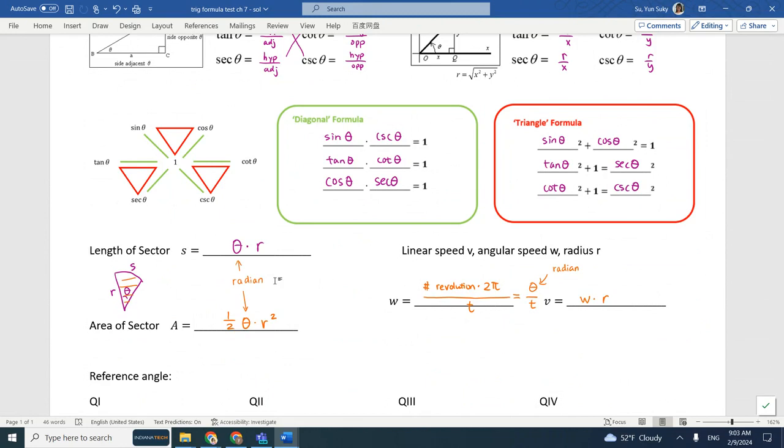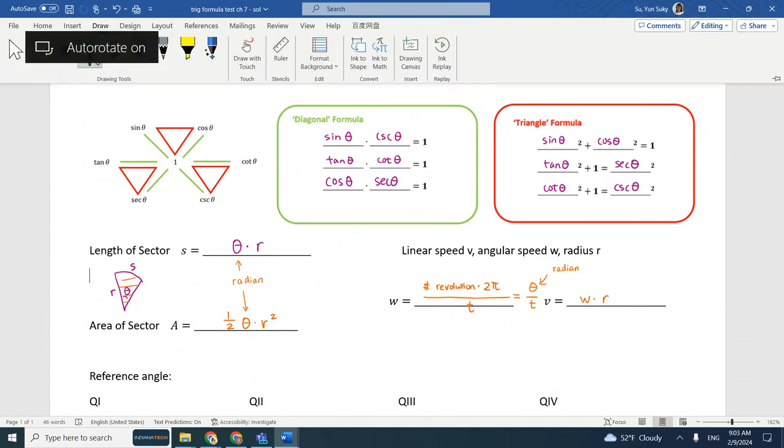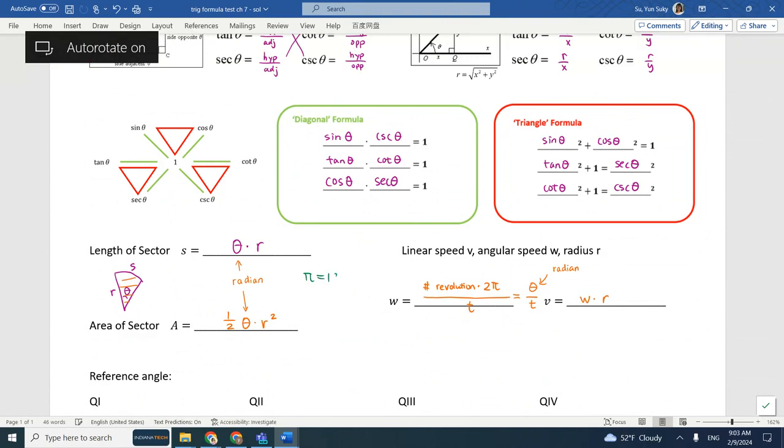And remember, pi equals how many degrees? 180. Okay, so that is how you convert degree to radian. So we can write it down: pi is 180 degrees. Use this to convert. And also the area of a sector: 1/2 theta r squared. The theta must be in radian as well.